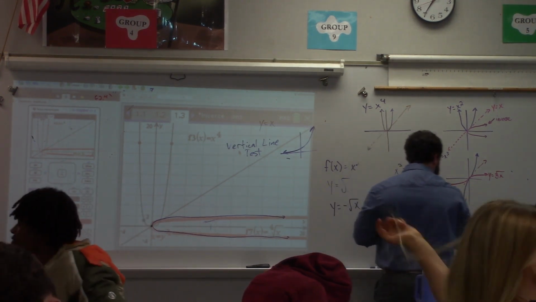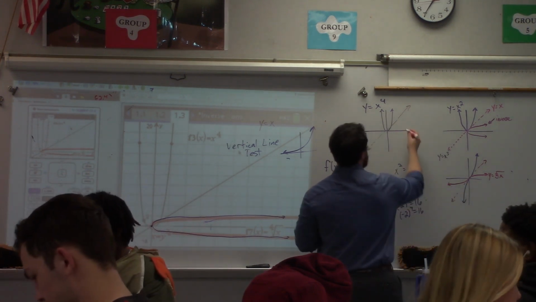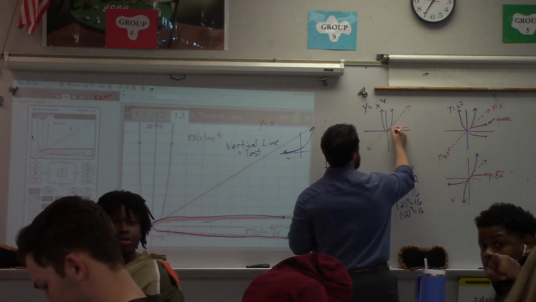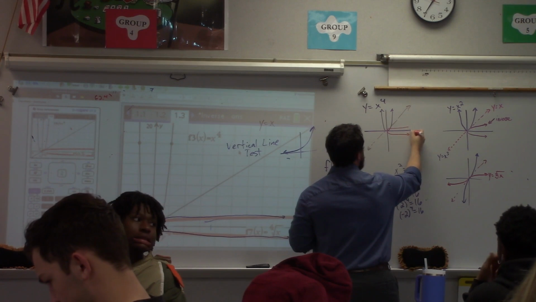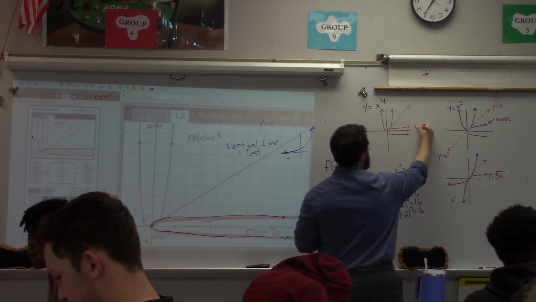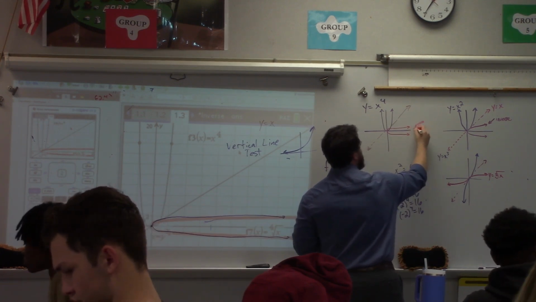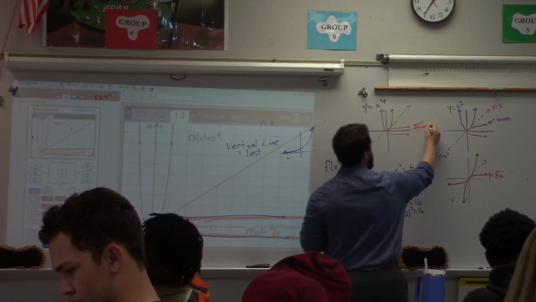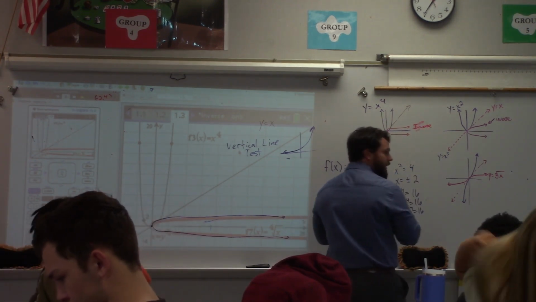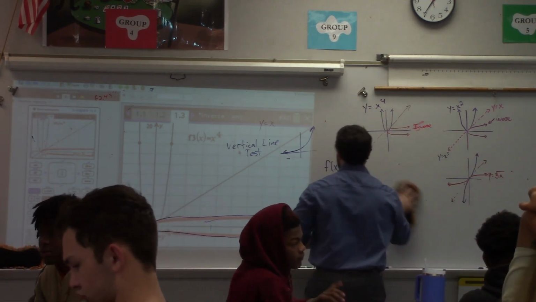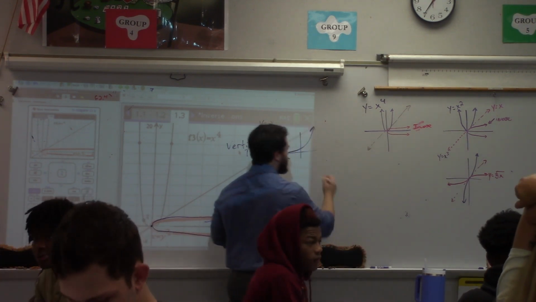Sometimes the inverse is a function. Sometimes the inverse is not. When do you think the inverse will be a function? So talk with your group just a couple of minutes. I need you to make a prediction about when the inverse will be a function.